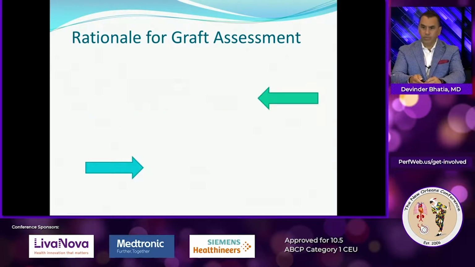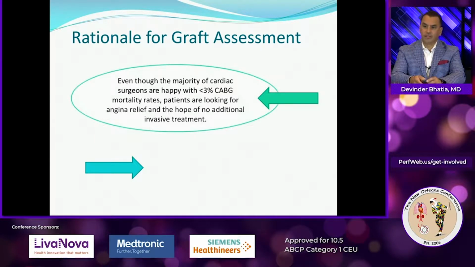Good. So the rationale for graft assessment, even though the majority of cardiac surgeons are happy with a less than 3% mortality rate, patients obviously are looking for angina relief, relief of their chest pain, and certainly hope of no additional intervention, especially in the immediate post-op period or within the first 6 months to a year.